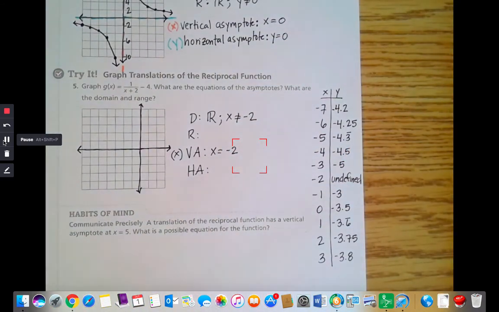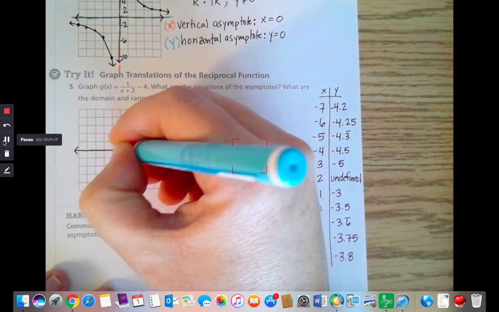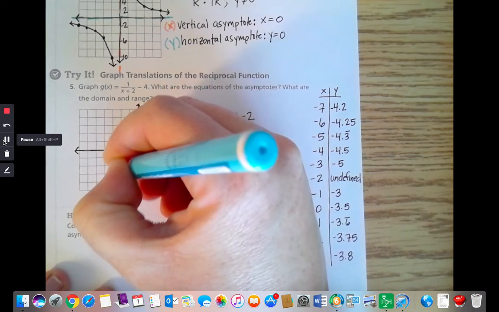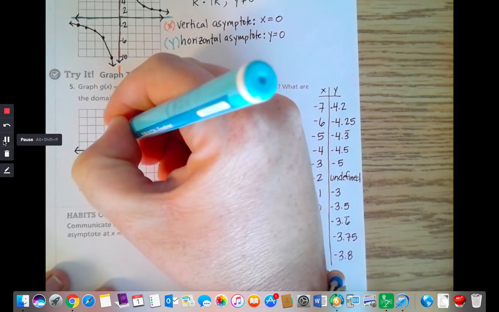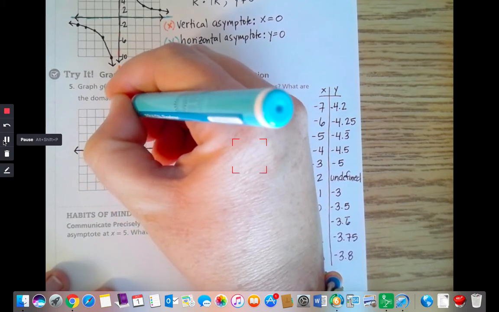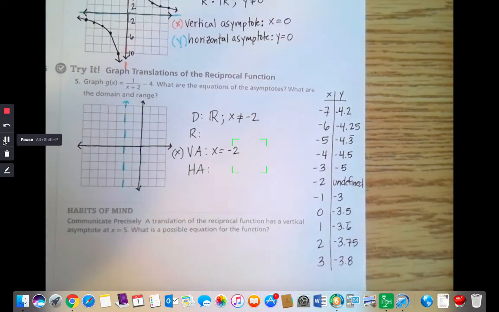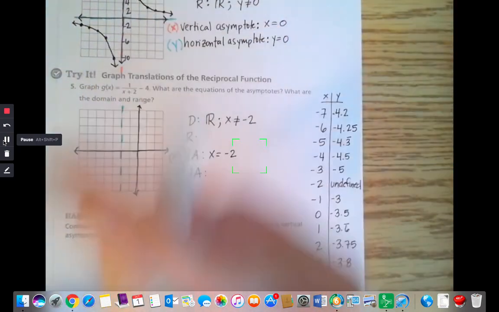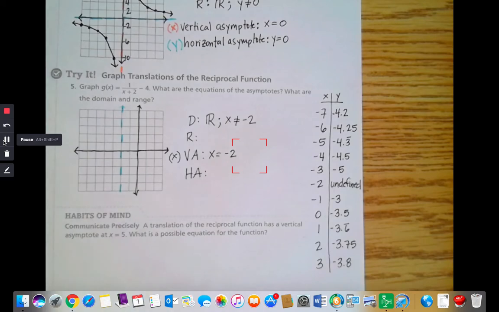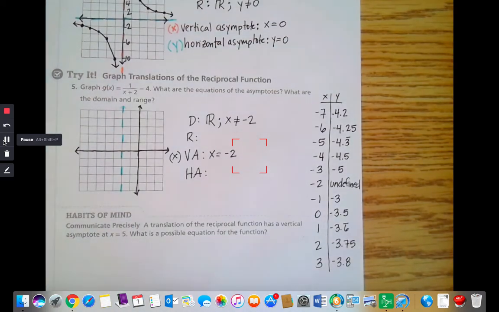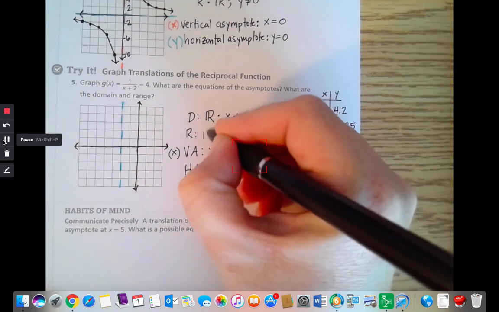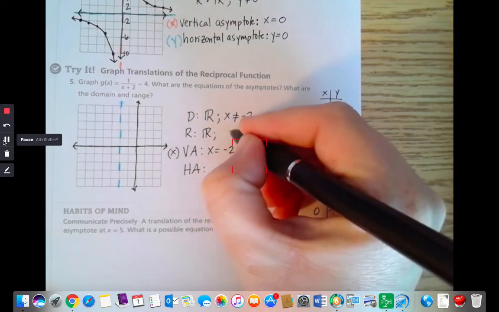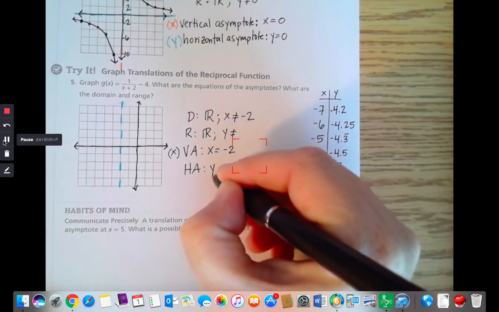So you're going to be able to see it better this time. At -2, I'm going to draw a vertical line. It's a little bit easier to see when it's not right on the axis, right? Okay, so our range we know is all real numbers. We don't know what y equals yet, or what y cannot equal.